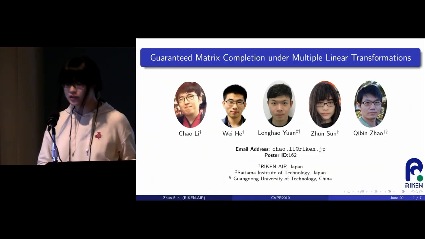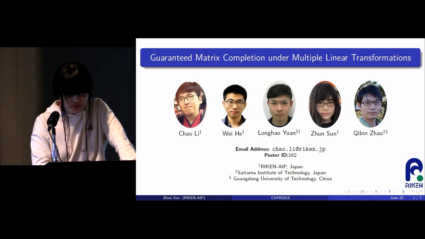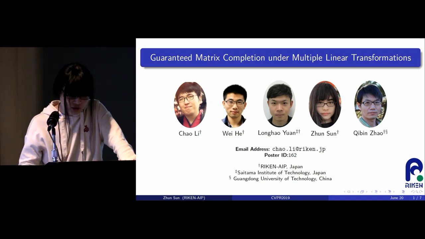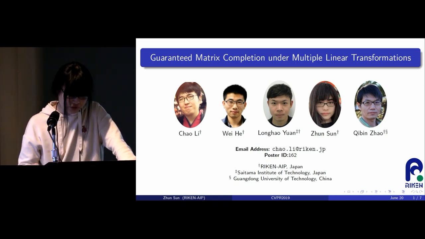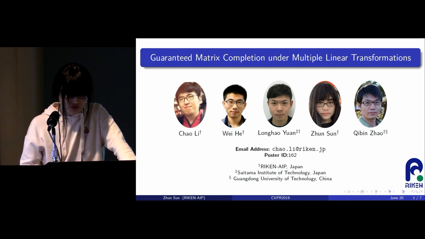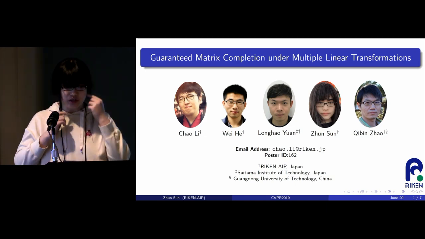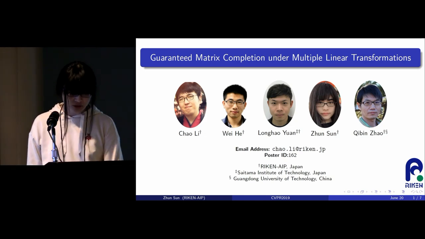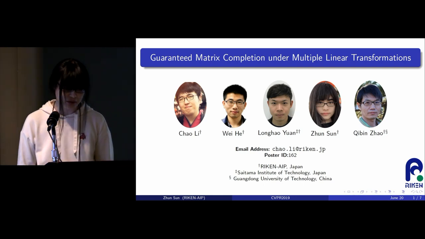Hello everyone, my name is Jun. Our team comes from RIKEN, Japan. The goal of our team is to use the notion of tensors to solve problems in both machine learning and scientific computing. And in this work, we propose a more general framework for low-rank matrix completion that imposes a linear transformation of the data into the model, and the low-rank structure of the transformed data would be considered in the completion.